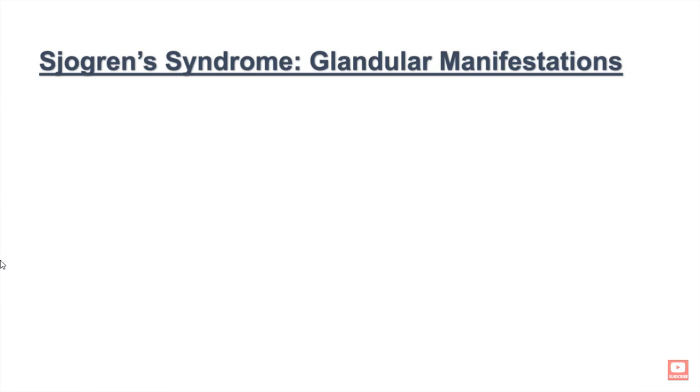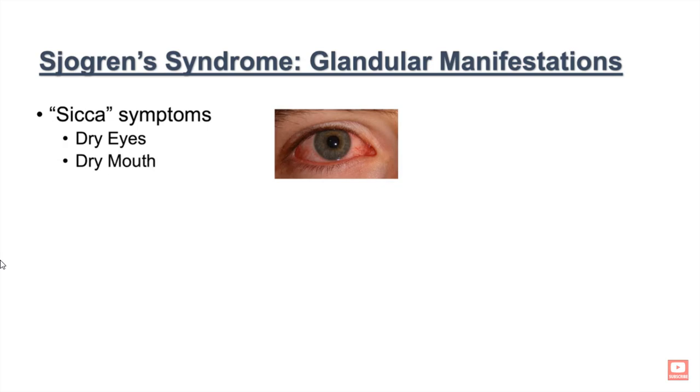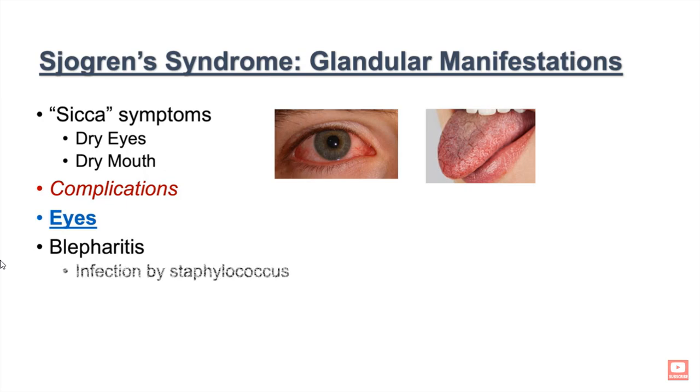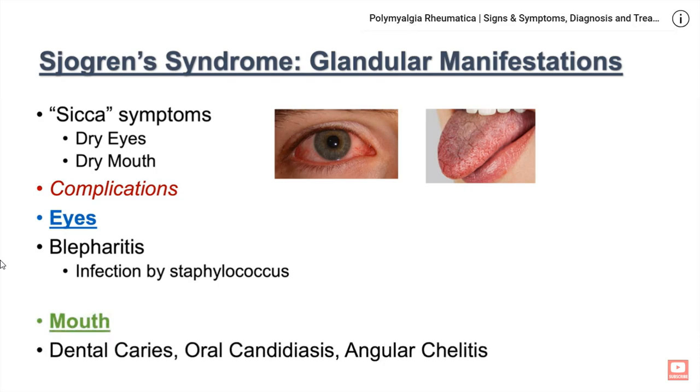Now, when we look at the clinical manifestations of Sjogren's syndrome, we generally split it into glandular and extraglandular manifestations. The glandular manifestations are the sicca symptoms, those dry symptoms, so dry eyes and dry mouth. Some of the complications of having dry eyes are increased risk for keratitis and inflammation of the eyelids, generally due to infection by staphylococcus. The dry mouth increases the risk for dental caries, candidiasis, and sialadenitis.